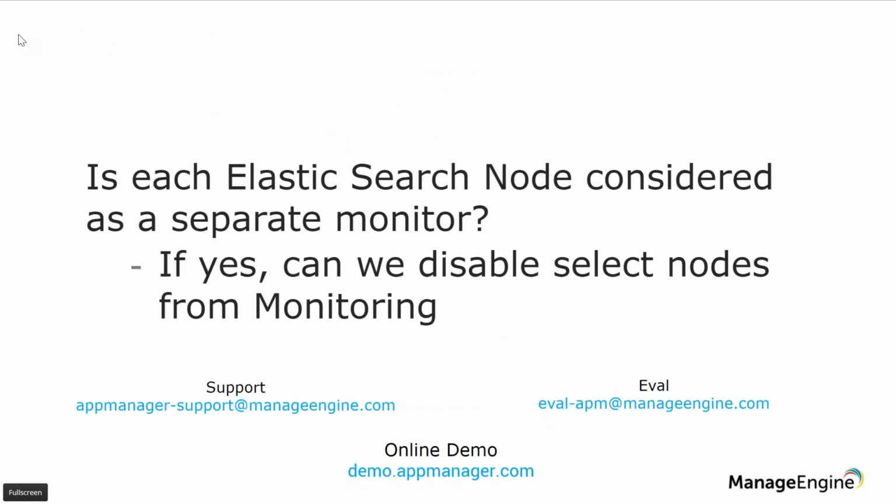So Applications Manager has an option to monitor Elasticsearch. For monitoring Elasticsearch, you provide the Elastic cluster information, and it will discover all the nodes that are present within the Elastic cluster. Each individual Elasticsearch node will be considered as an individual monitor. And if you want to disable certain nodes so that you are licensed only for selective nodes, you can disable them by going into the bulk configuration option in Applications Manager. Let me quickly show it to you.